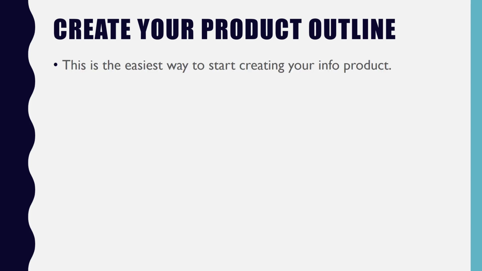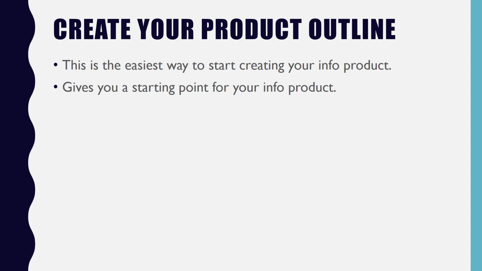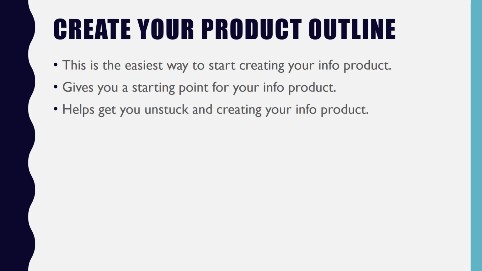I always start with a product outline. This is the easiest way to start creating your info product. What I love about this is it actually eliminates the roadblock. It eliminates the blank screen mentality. It eliminates staring at a blank PowerPoint presentation. What it does is get you moving towards creating your first product. It gives you that starting point that oftentimes holds you up, helps you get unstuck and actually creating your info product. So it's really important that you start here.